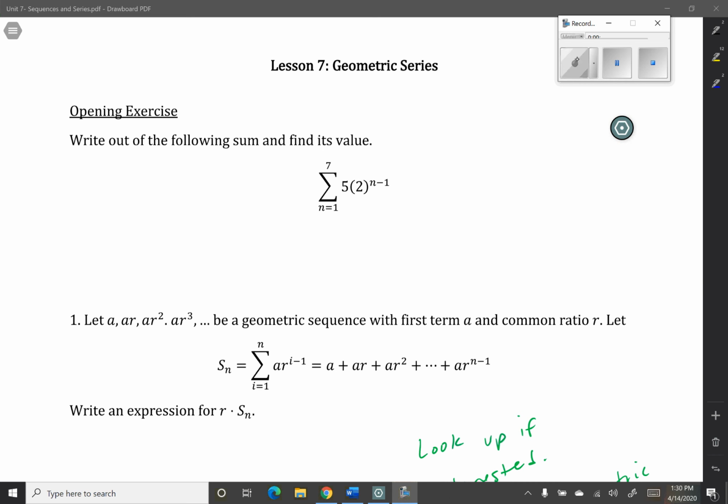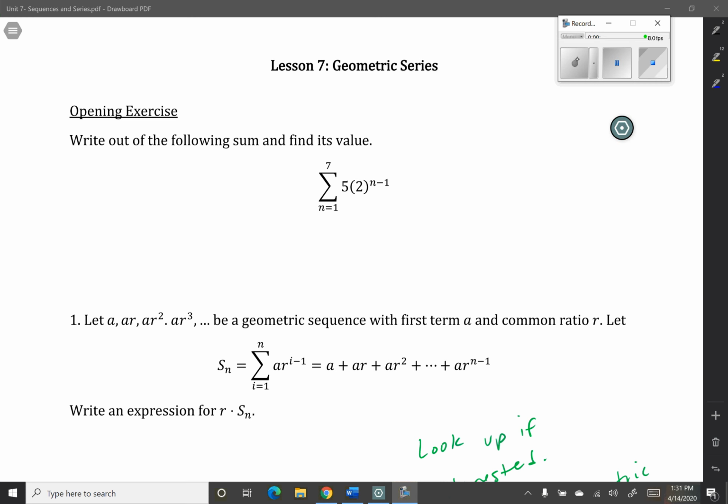Video here for lesson number 7 on geometric series. We've already done some work with series in lesson 6, where we used the summation notation to find the sum of a series, or the sum of a sequence, which we call a series. The opening exercise is something that we can do.